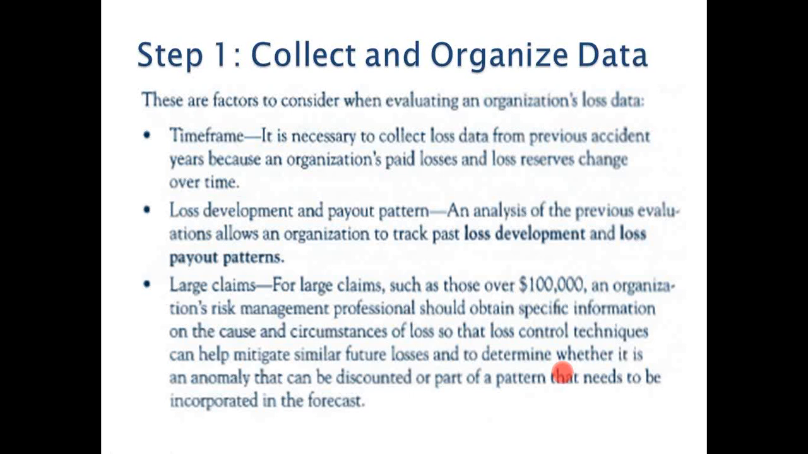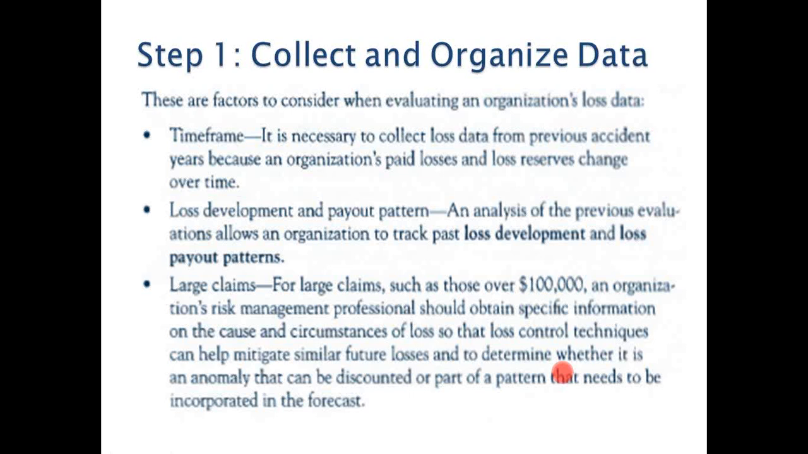For general liability and auto, typically the payout patterns are within the first 2 years, and a lot of times the claims will close within the first 2 years, whereas workers' comp will take probably 6 to 7, and environmental claims may take over 10 years. So the payout patterns are important as we look at this later on.